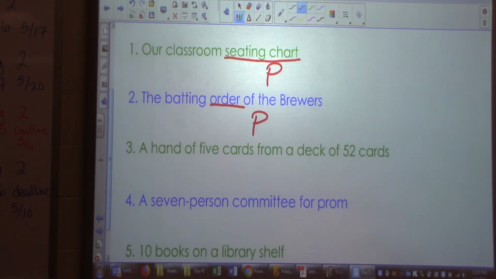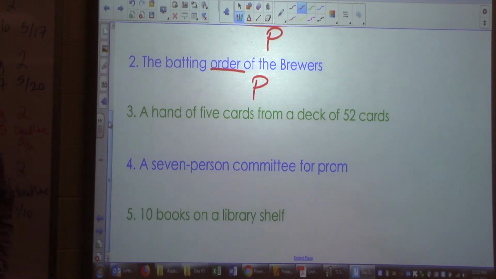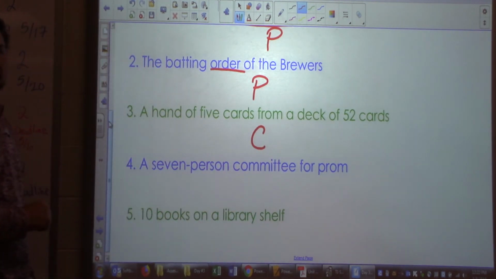Paige. A hand of 5 cards from a deck of 52 cards. Does it matter what order you get those cards? No, so it should be a combination. Right? Order doesn't matter. All right, Paige, pick a number. 3. 1, 2, 3.